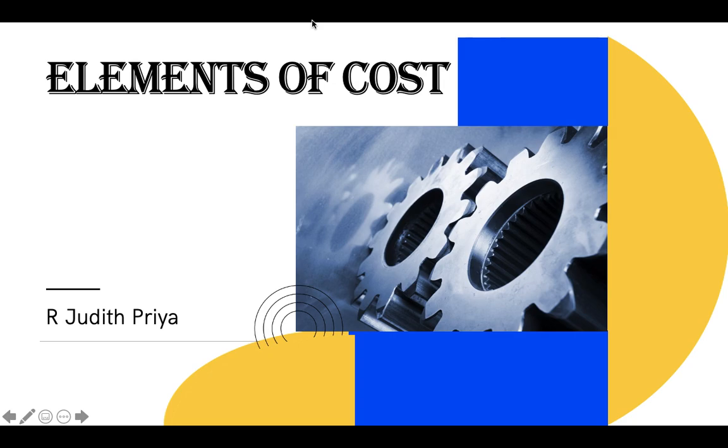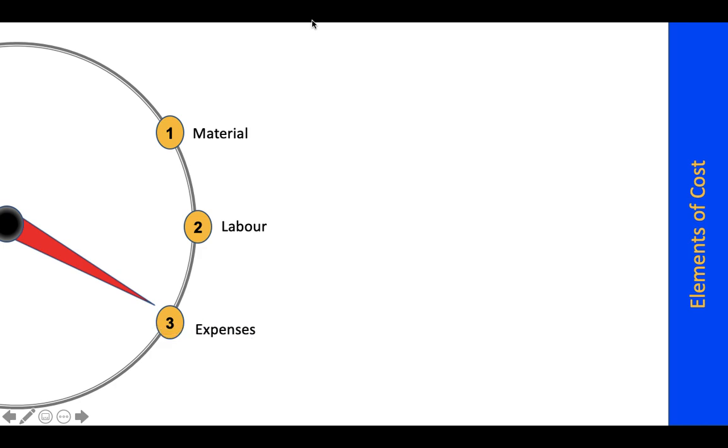Today we are going to see about elements of cost and cost sheet. Elements of cost. What are the elements of cost? The elements of cost are material, labor and expenses, which are related directly to the production of a particular product. And these things can be called as the elements of cost.